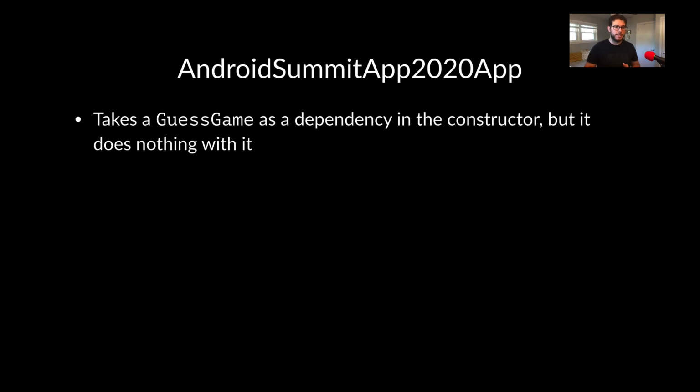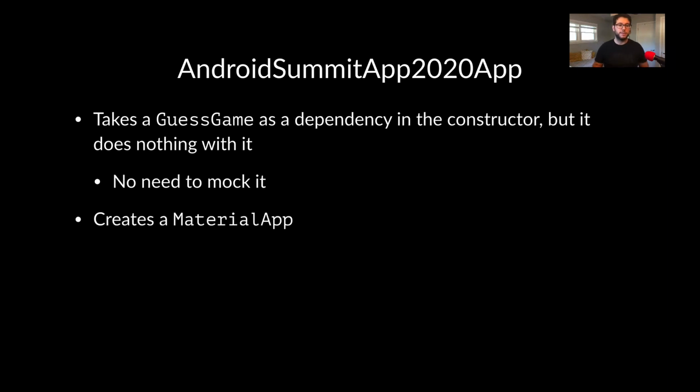Well, the Android Summit app has, in this case, the real app widget that takes a guess game as a dependency in the constructor, as we saw, but we don't do anything with it. We're just passing it to a lower widget in our widget tree. So in this case, because we don't have any behavior in this widget, we're not gonna mock it. We'll get to that in a second.